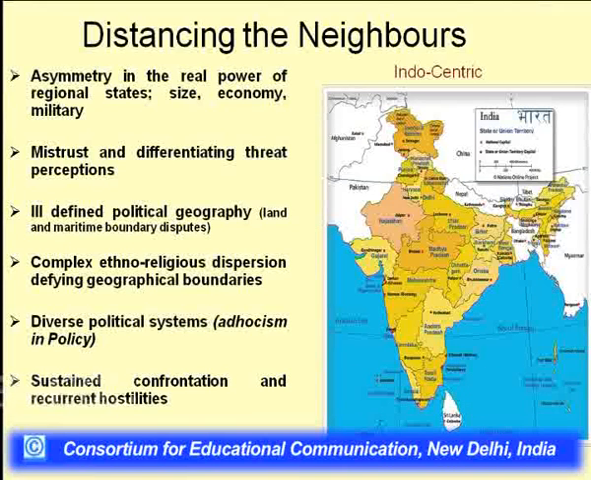And what these asymmetries are generating is mistrust and differing threat perceptions among these countries. If you look, our entire military program is driven towards China's military program, and the Pakistanis, Bangladeshis, and Sri Lankans have their military programs with India in their mind, because India is a regional power, and India is a bigger country in its capacity and its economy. So this asymmetry is developing mistrust and differing threat perceptions among these South Asian countries.